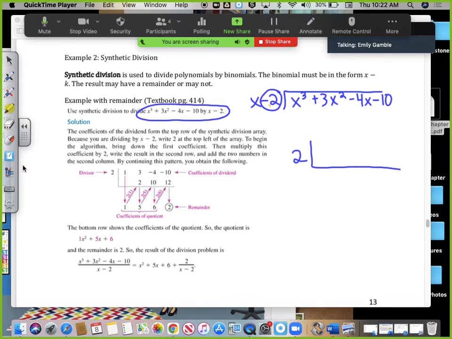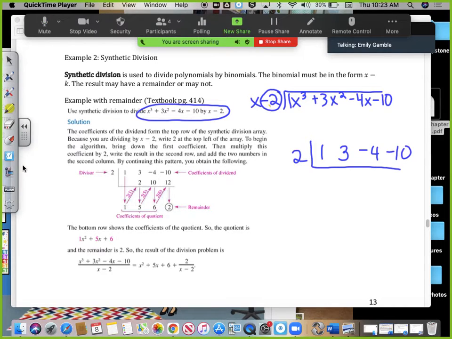And then the next thing that you do is you write the coefficients of the long polynomial that's being divided all in a row here. So this is 1x to the third power, so you have to write a 1 here. This is 3x squared, so we write a 3 here. This is negative 4x, so we write a negative 4 here, and a negative 10 constant, so we write a negative 10 here.